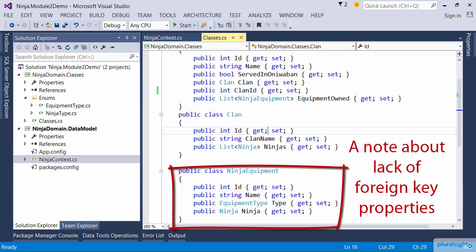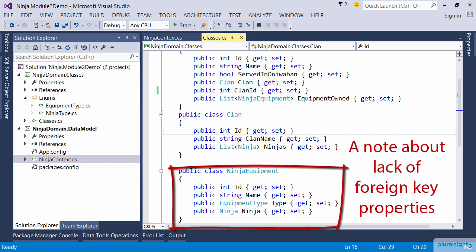Now, while this looks nice and clean, not having the foreign key property in there is actually something that I strongly discourage. Having the foreign key may seem unnecessary in your class, and some people go as far as saying that it dirties their class. But there are places where you might pay heavily for asking Entity Framework to perform its work solely based on having this navigation property.